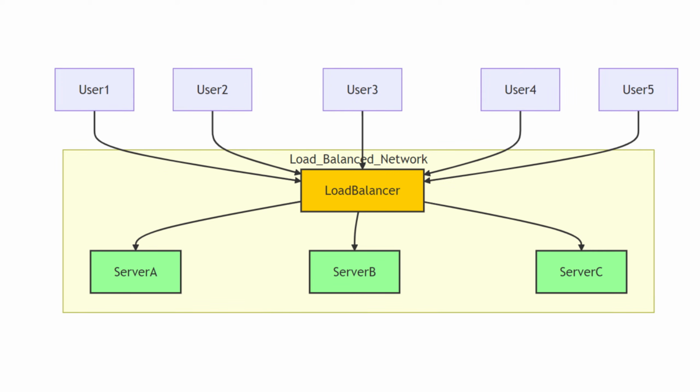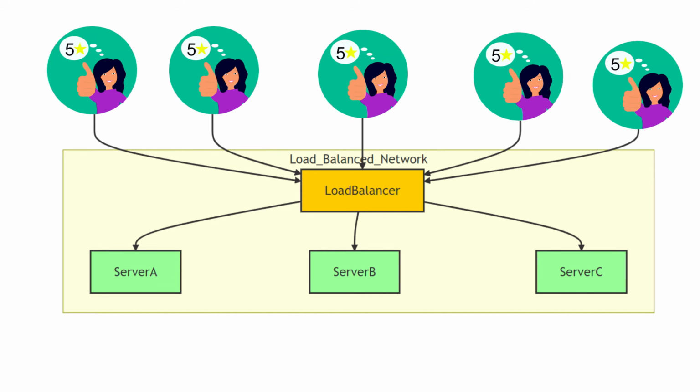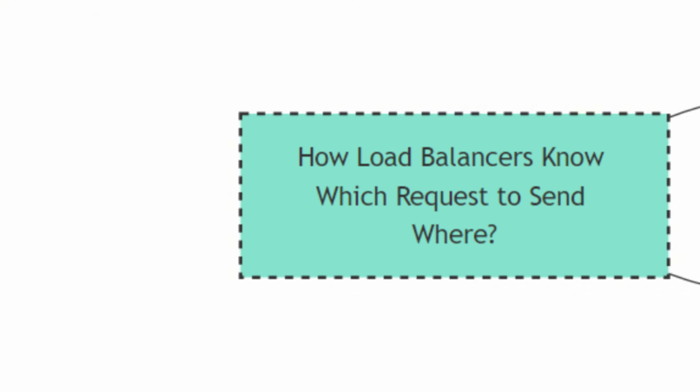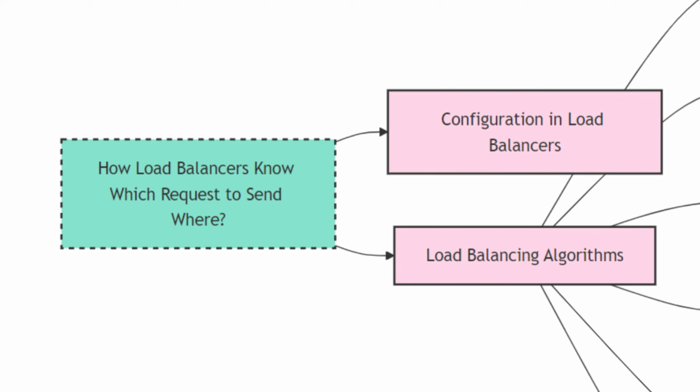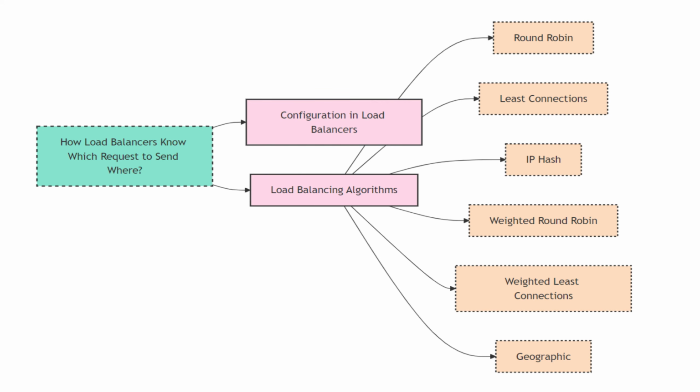So we have multiple servers. We want to distribute the traffic to those servers. For that, we put in a load balancer in between. Load is getting distributed. Everyone is happy. But how does the load balancer know which request to send to which server? That configuration we can define in the load balancer. There are different ways, or we can say load balancing algorithms, for distributing incoming traffic across multiple servers. Let us see what these algorithms are.